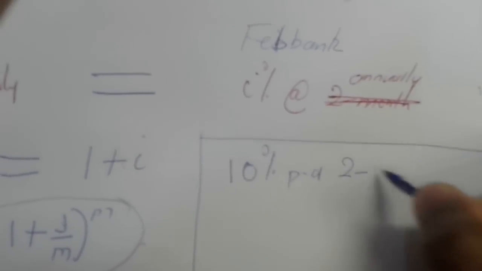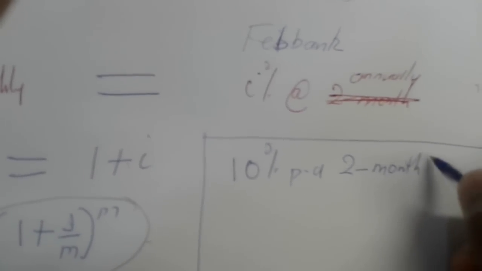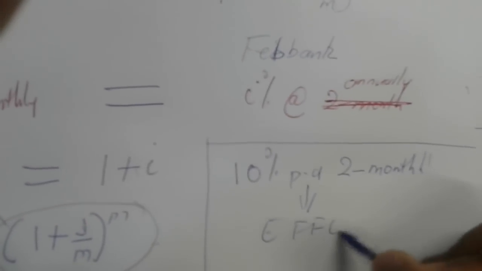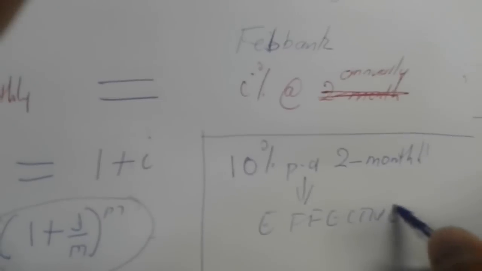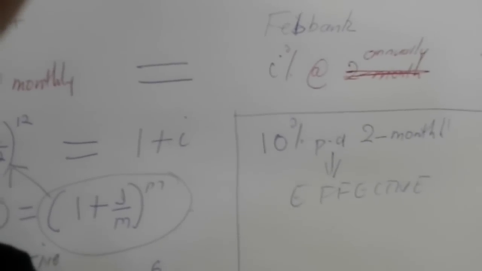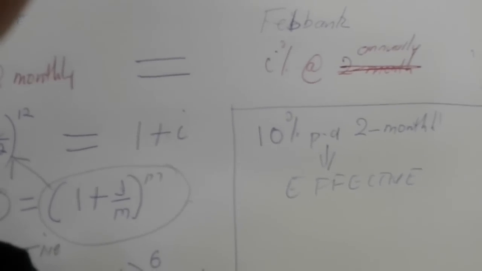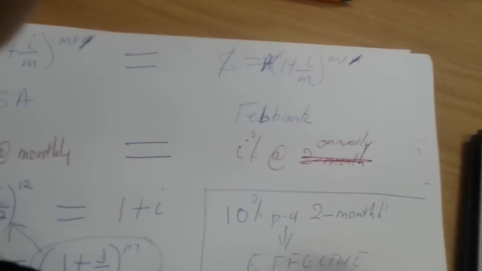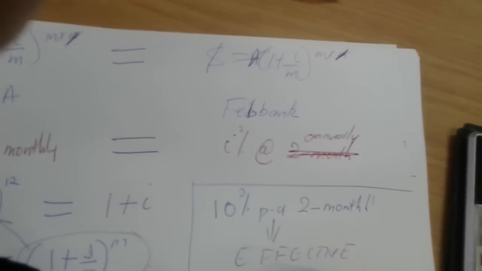So we are given 10% per annum compounded 2 monthly. We want to convert this to an effective rate. Now I'll start with the Sharp first. You press 6. Why 6? Because the rate that you want to change is compounded 2 monthly, so there are 6 compounds in a year.